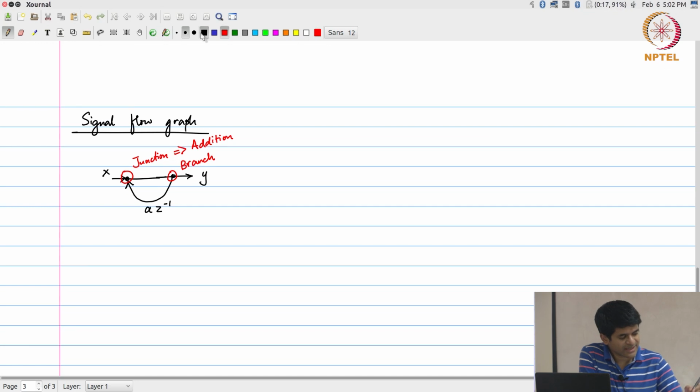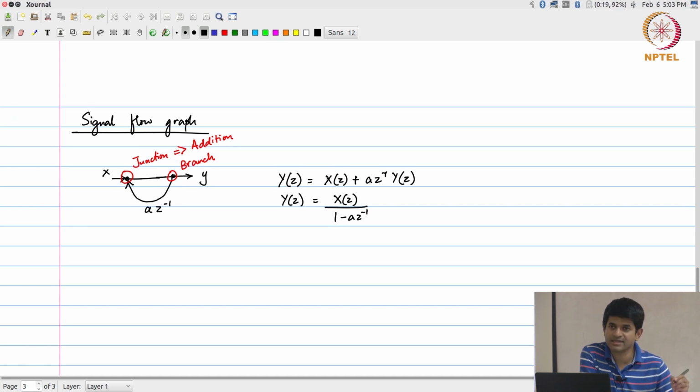Using this, the addition at that junction tells us that the functionality being implemented is y of z equals x of z plus a z inverse y of z. Rearranging the terms, y of z equals x of z by 1 minus a z inverse. This is the z transform of the filter being implemented. The IIR filter, so we can directly derive it in this way.